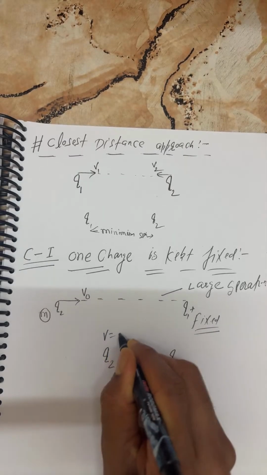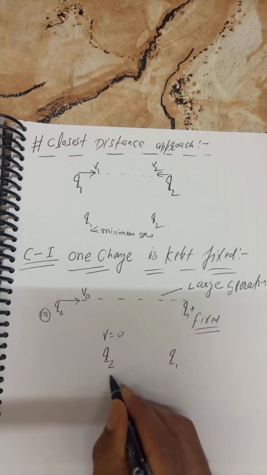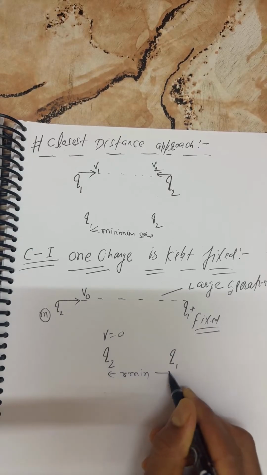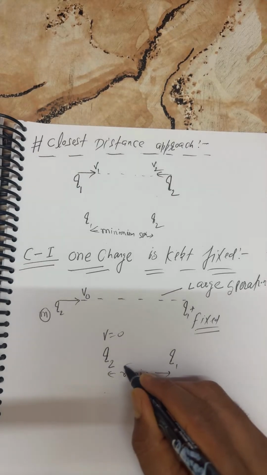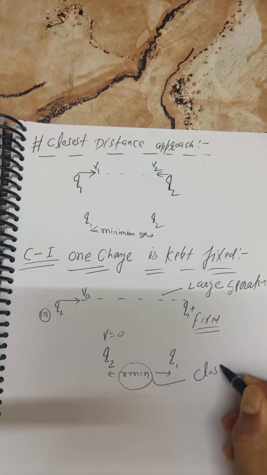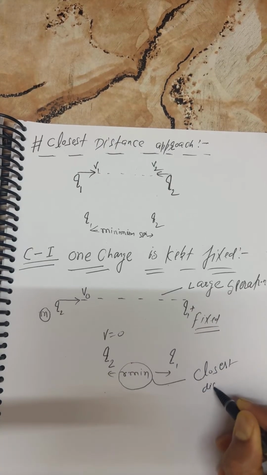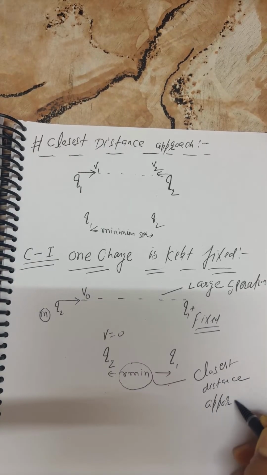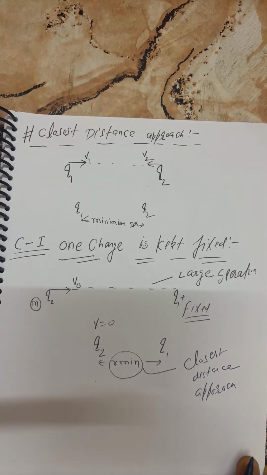if Q2's velocity becomes zero, this separation is known as R minimum, or the closest distance of approach. At the closest distance of approach, kinetic energy will convert. You are right, Sujit. Perfect, very good.